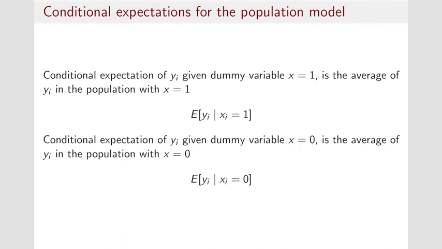For the population regression function, if we know the independent variable takes the value of 1, then the conditional expectation of yi is the average of yi in the population with x equal to 1. Similarly, the conditional expectation of yi given the dummy variable x equal to 0 is the average of yi in the population with x equal to 0. Notice that these two conditional expectations are all about random sampling.